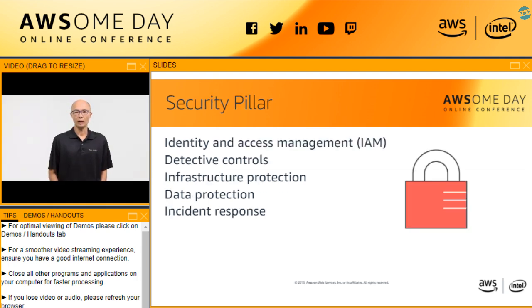The security pillar encompasses the ability to protect your information, systems, and assets. It accomplishes this while delivering business value through risk assessments and mitigating strategies. To dive a little deeper here, cloud security is comprised of 5 areas. Let's briefly look into each area. Identity and access management, which is critical to make sure that only authorized and authenticated users can access your resources and only in the manner you intend.